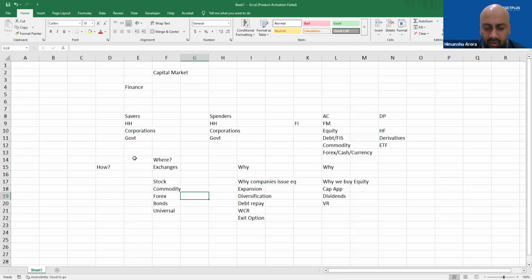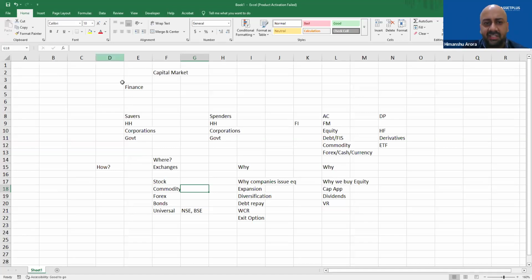And then you have forex exchange, which is NSE and BSE, bonds exchange, which is NSE and BSE, and of course the universal exchange then becomes only the NSE and BSE. So in India, you have NSE and BSE as the universal exchanges. Stock exchanges are also the same, but in the commodity segment, we have certain other exchanges also, which are even larger than the NSE and BSE.